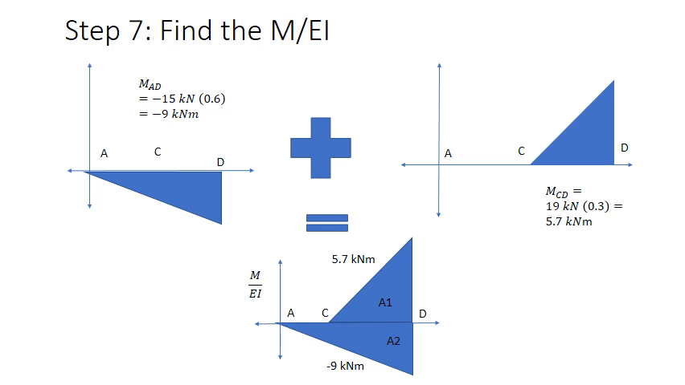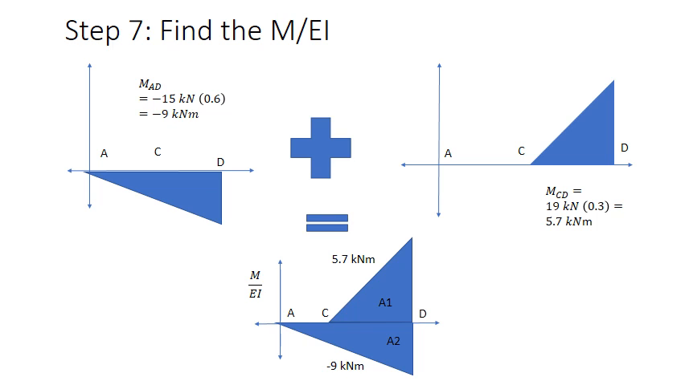Next, this is step 7, which is to find the moment of area. For the moment of area, we need to combine the first part of the BMD of the superposition method and the second part of the BMD of the superposition method. So we combine them together into one graph.